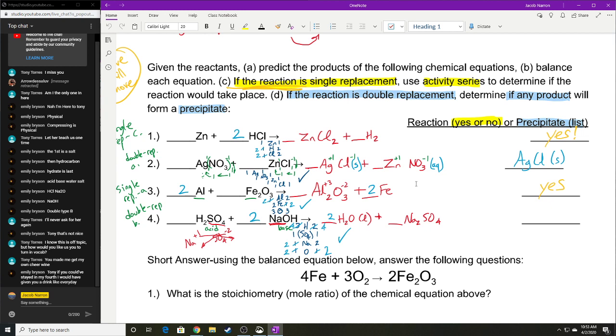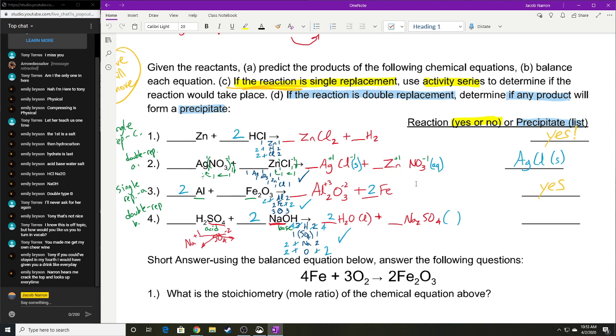Alright, so the next thing that we've got to do is figure out if Na2SO4 is going to be soluble or insoluble. So once again, I'm going to go back to my solubility rules. This is double replacement. With double replacements, you usually have to find this out: are you going to have a precipitate?